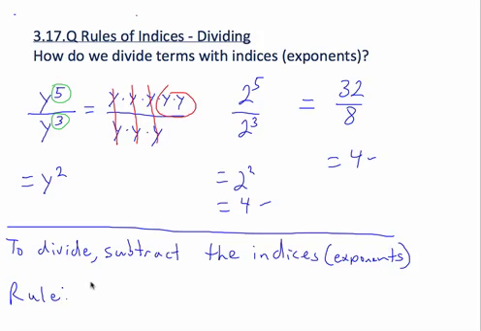we can say that any number to the power of some number m divided by, now it has to be the same base, so the same number a to the power of n means you do a to the power of m minus n. Okay, that means you subtract the exponents.